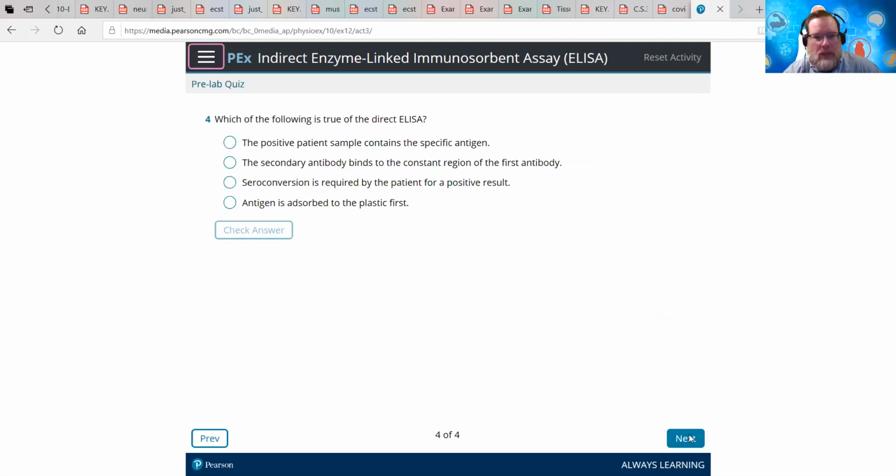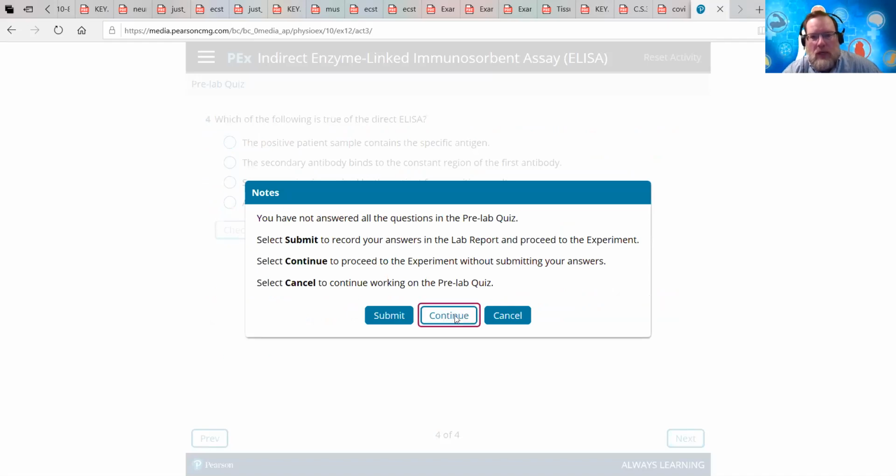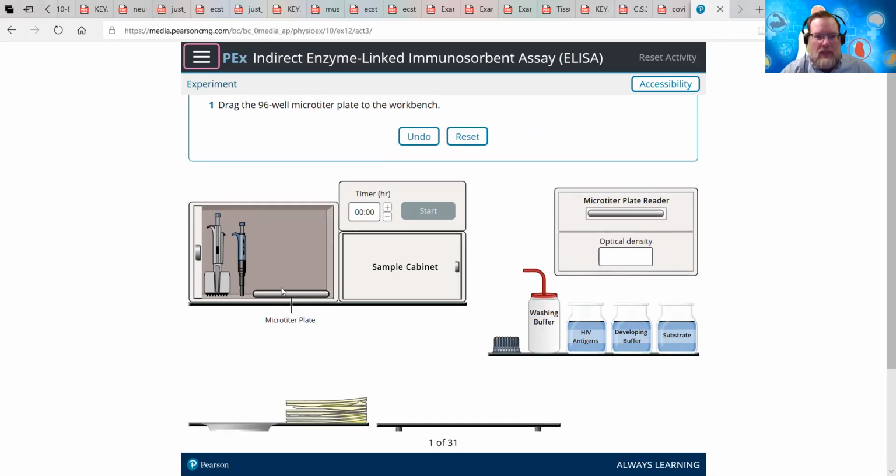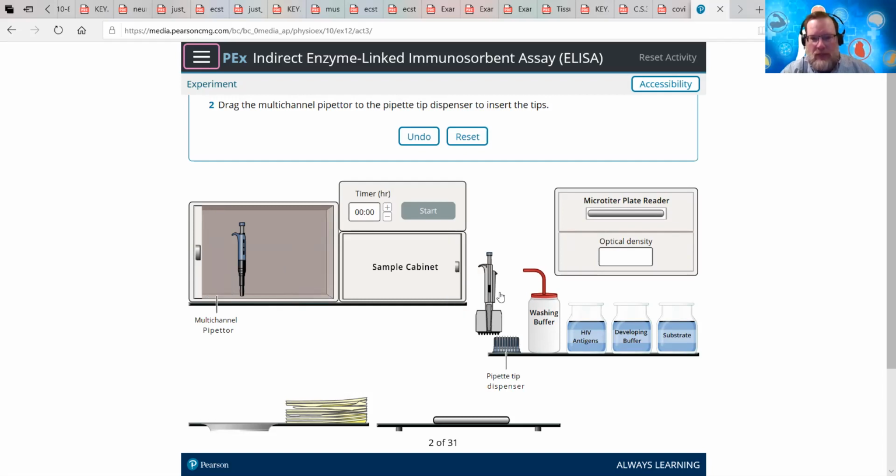All right, so let's skip through those. All right, let's get to the test. Now it's pretty straightforward. We're going to drag our 96 well plate. This one runs pretty well, so there's no clicking of necks. It's just going to move it along for the most part for us. So we're going to put our microtiter plate here, and then it says to drag the multi-channel pipetter to the pipette tip dispenser. And then we're going to draw up the HIV antigens.